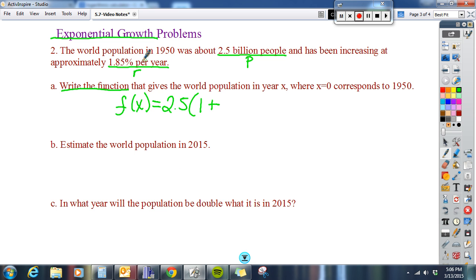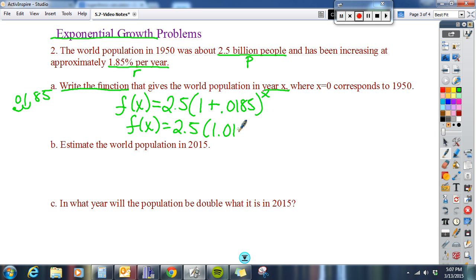But I can't enter in the rate as a percent. So remember, I have 1.85. I need to move that over 2 decimal places. So this is actually 1 plus 0.0185, all to the x. So this function is going to depend on this year x. And I do need to simplify here. So f of x equals 2.5 times 1.0185 to the x is our function. So that's our answer for A.